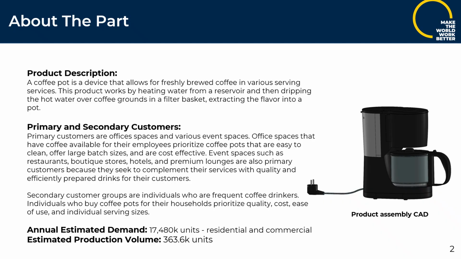Primary customers include office spaces and various event spaces, such as restaurants, boutiques, and hotels, as these also seek to provide their customers with quality and efficiently prepared drinks. Secondary customers include individuals who are frequent coffee drinkers, and these individuals who buy coffee pots for their households prioritize quality, cost, and ease of use.